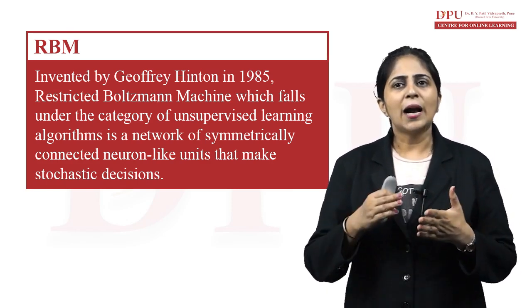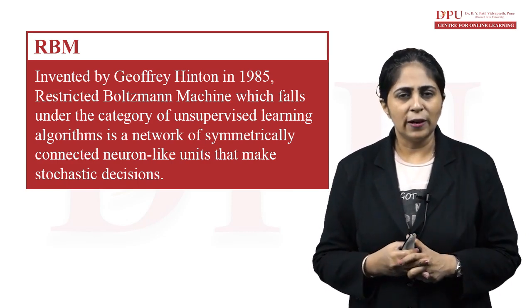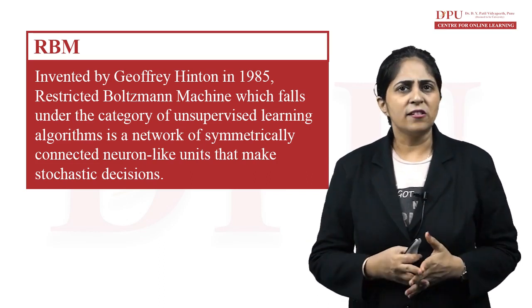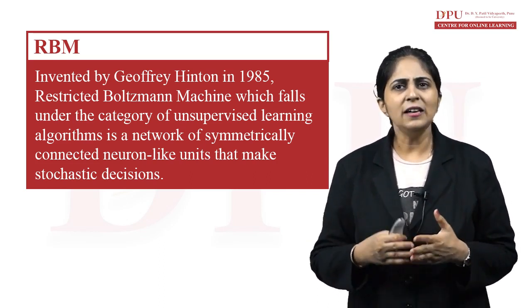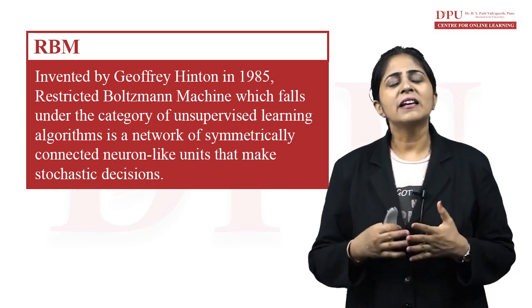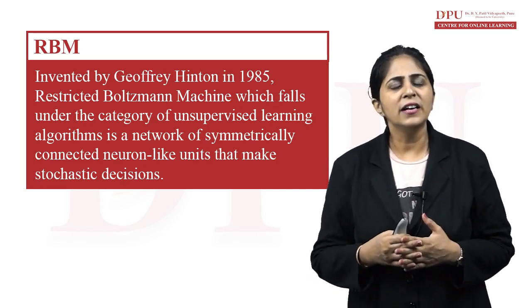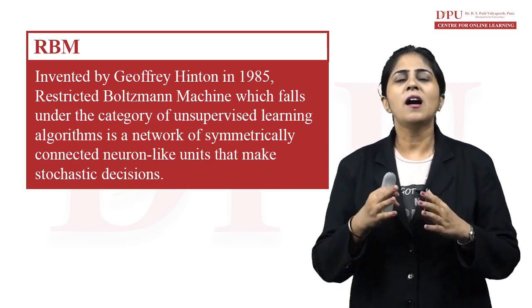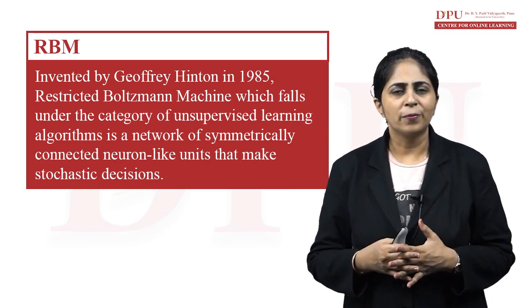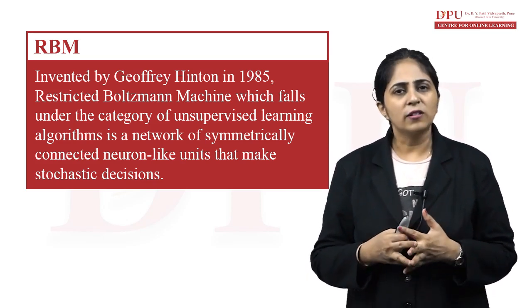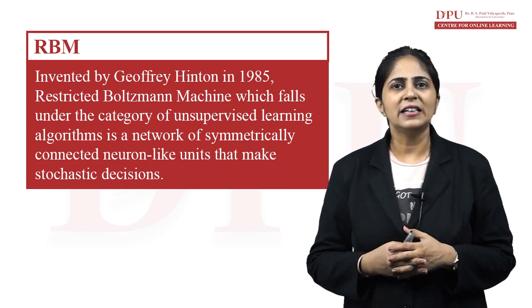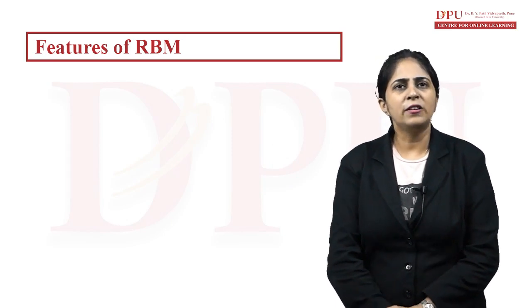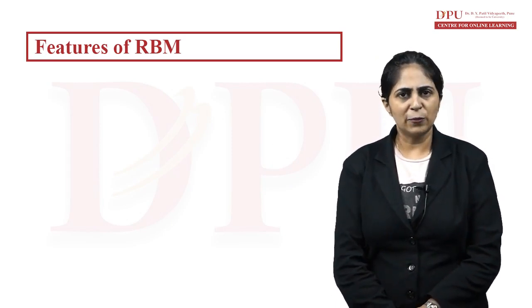So basically RBM is a type of artificial neural network which is used for machine learning of probability distribution. It is a category of unsupervised learning algorithm. Here, we are not using a supervised learning algorithm, we are using an unsupervised learning algorithm. And RBM was invented by Geoffrey Hinton in the year 1985. Let us talk about the features of our restricted Boltzmann machine.